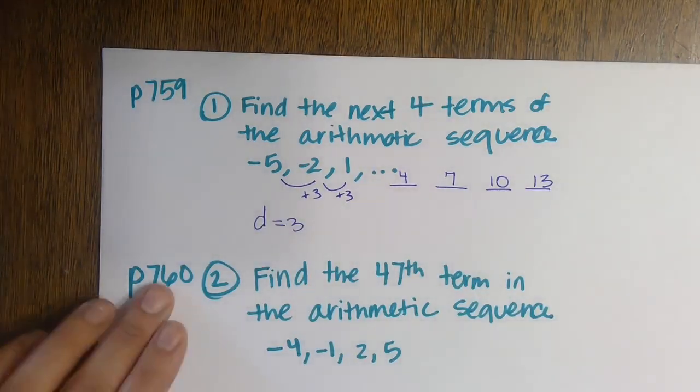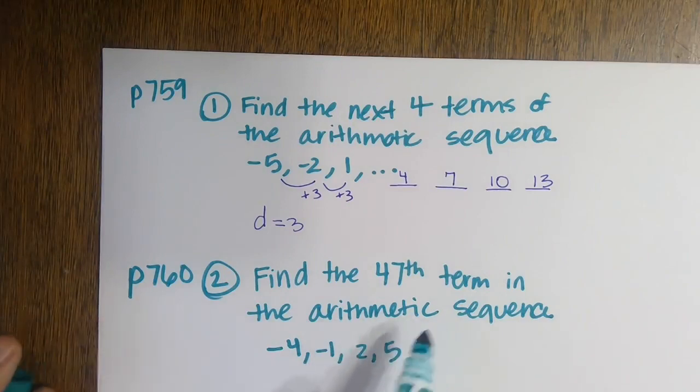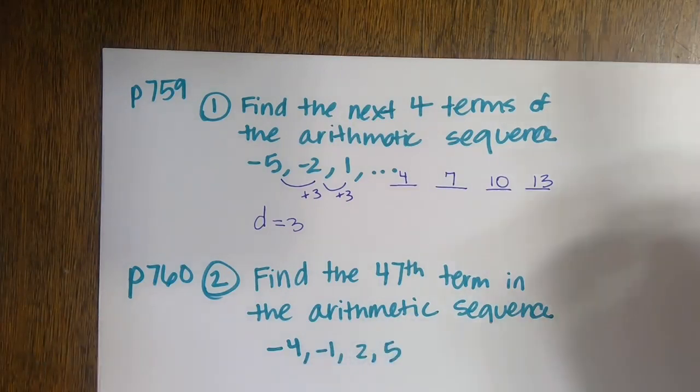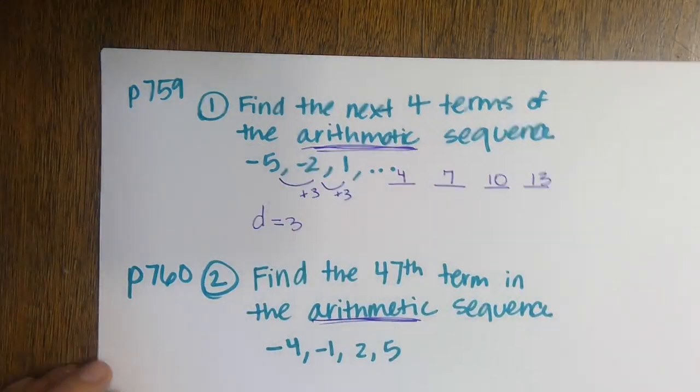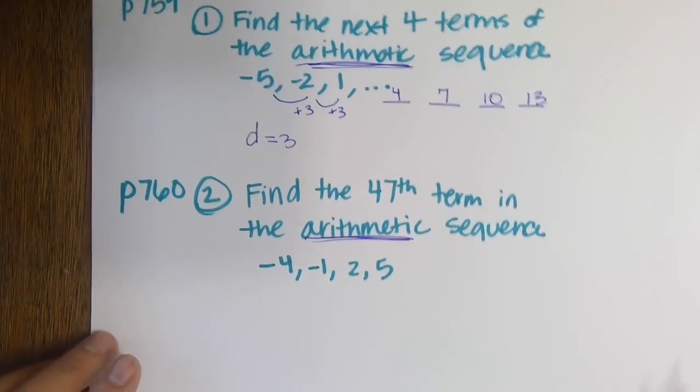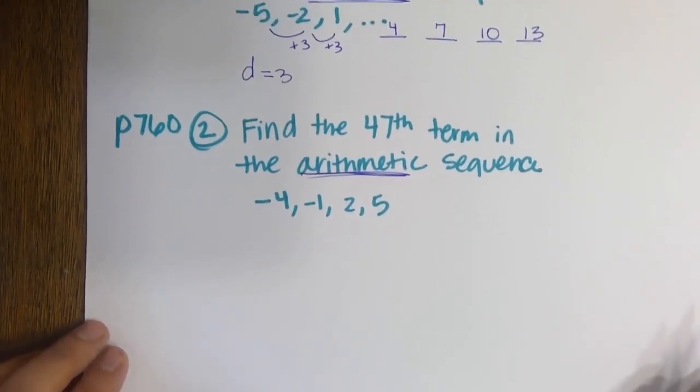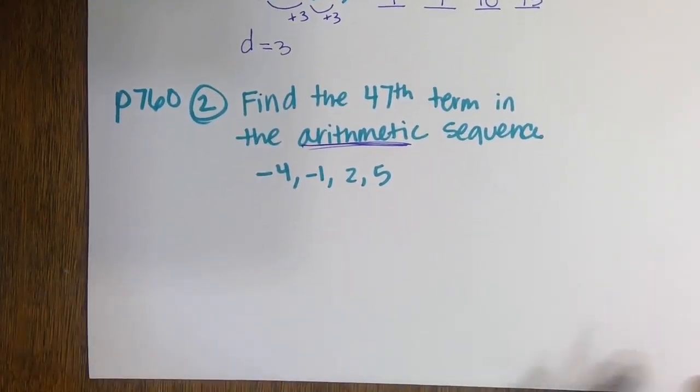Next problem, page 760. Find the 47th term in the arithmetic sequence. One thing, copy that down, it's really important that you actually identify which type of sequence it is, because you're going to be using different rules for different problems. So in this problem, find the 47th term.